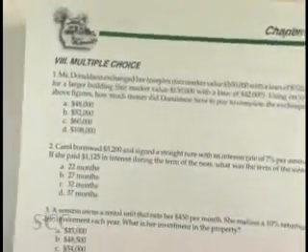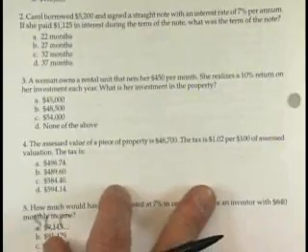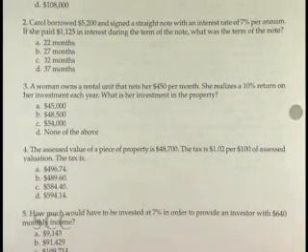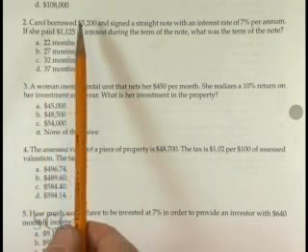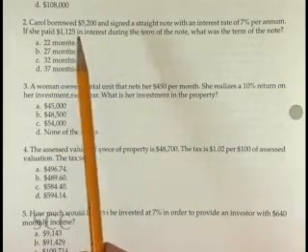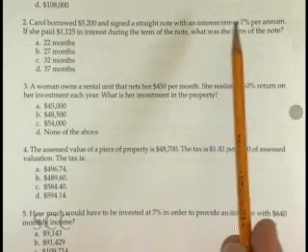Now that I've got that one done, and hopefully I don't run out of paper, the next problem we have here is Carol. Not that Carol's a problem, but Carol's the next problem. Carol borrowed $5,200. That's how much money she's borrowed. And she signed a straight note with an interest rate of 7% per annum.